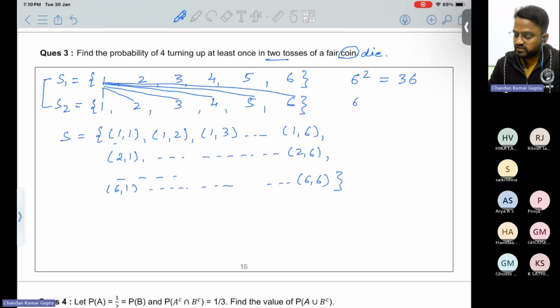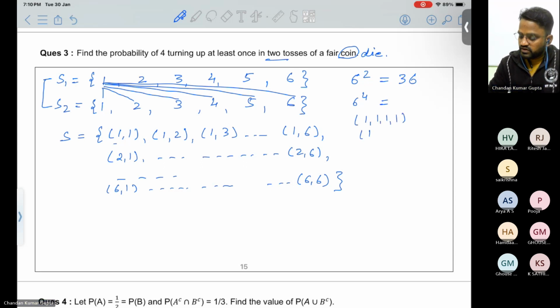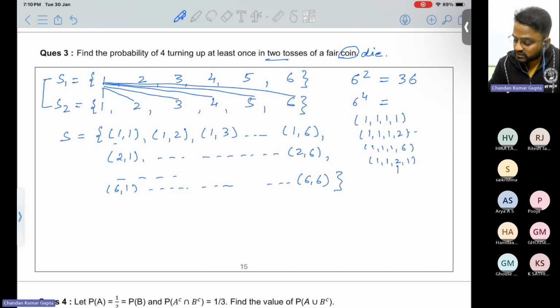Suppose, for example, we are considering 4 dice. Then it is 6 to the power 4, because every S1 has 1 to 6, S2 has 1 to 6, S3 has 1 to 6, and S4 has 1 to 6. So 1 1 1 1, then 1 1 1 2, in a similar manner 1 1 1 6. Then 1 1 2 1. Then we will change this one, then this one, then this one. It is a power.